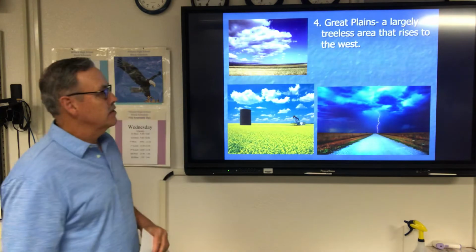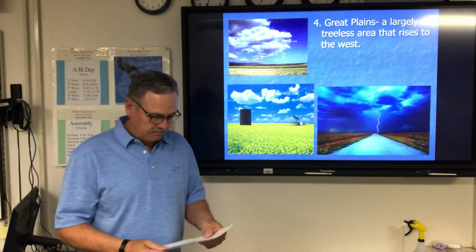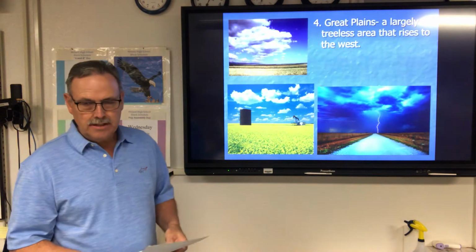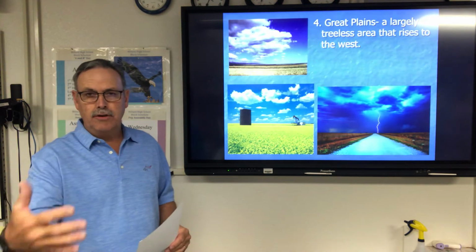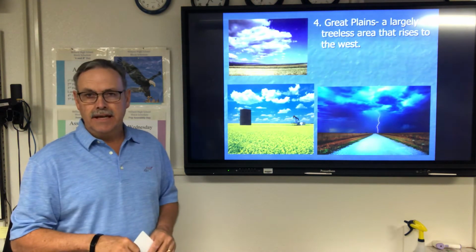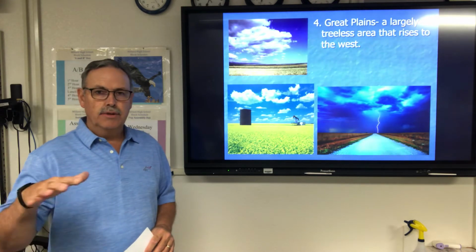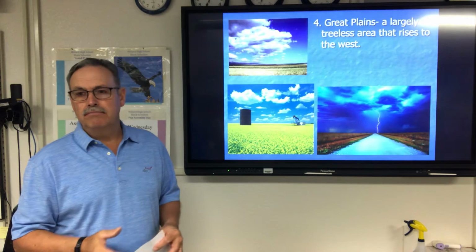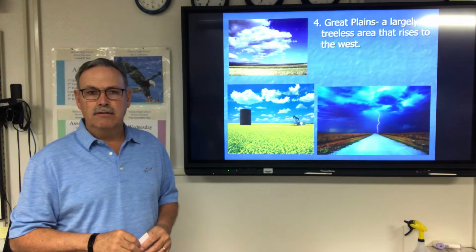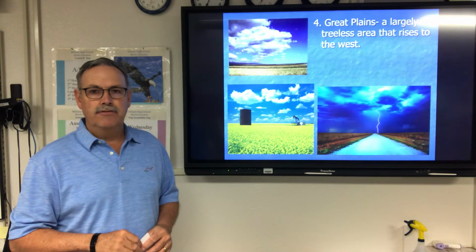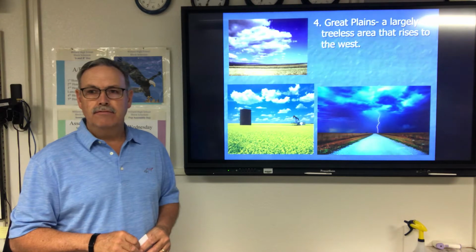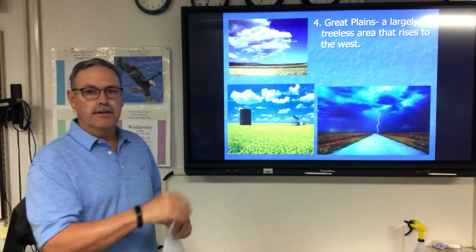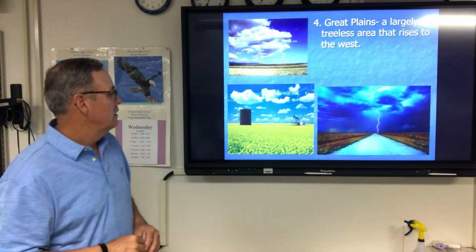Our Great Plains, a largely treeless area that rises to the west. As if you were to travel from the Great Plains into, say, Denver, you would be gradually rising in elevation, but you may not really notice it over that great distance. And when you finally get to Denver, it's about 5,000 feet. They call it the Mile High City, and then you're right into the Rockies.